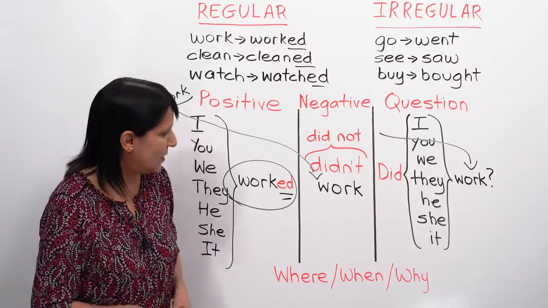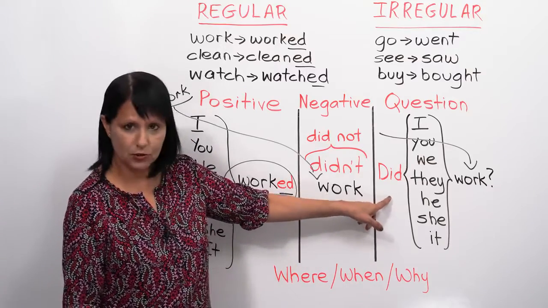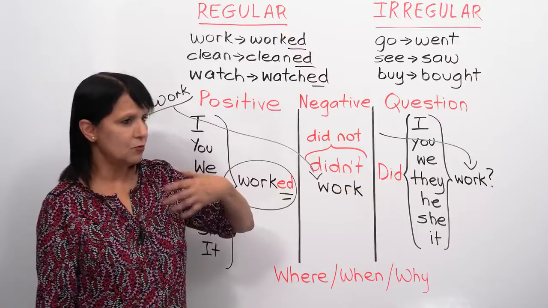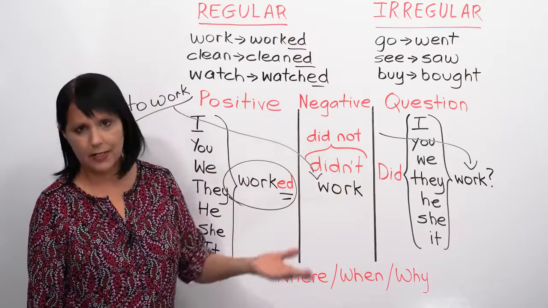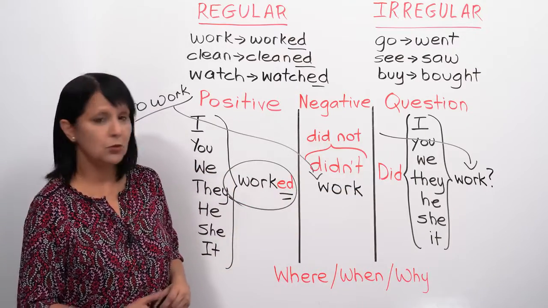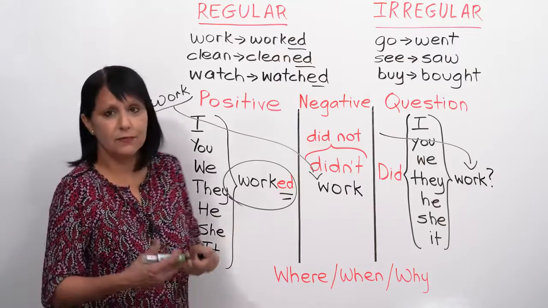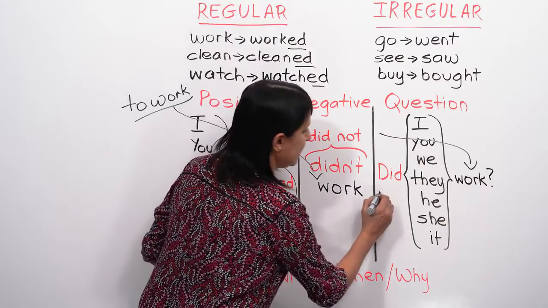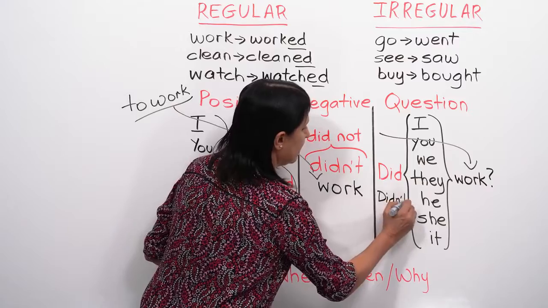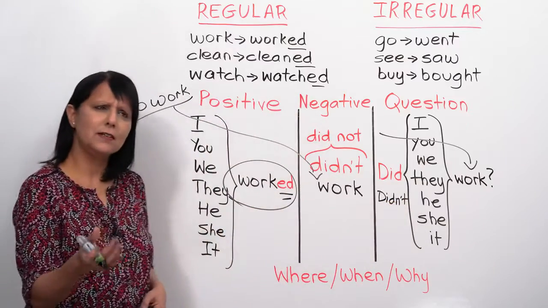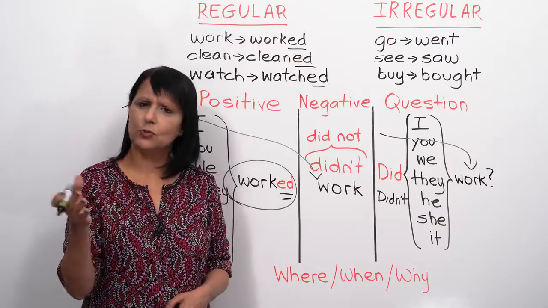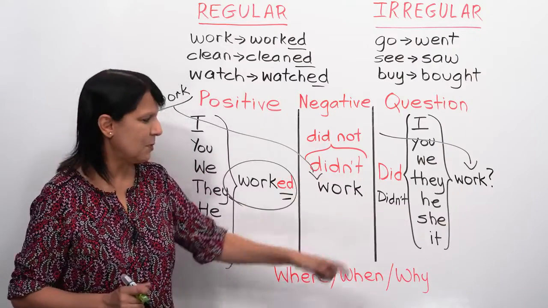Okay? Now, remember that when you're asking questions, first of all, this is just like a regular question, right? Did they work yesterday, for example? You could also ask what's called a negative question. You could say something like, didn't they work yesterday? I thought so. Didn't you work yesterday? Okay, it's possible.